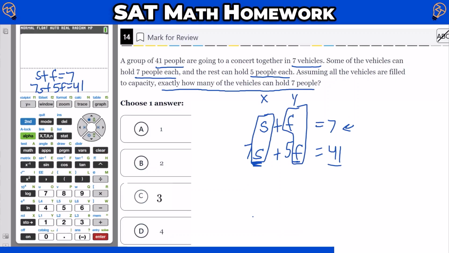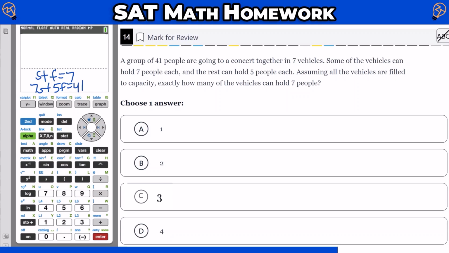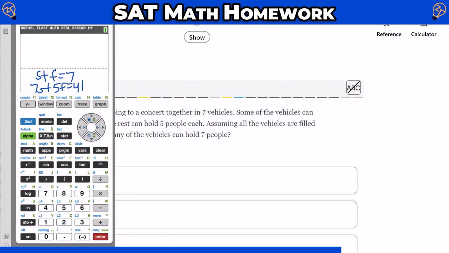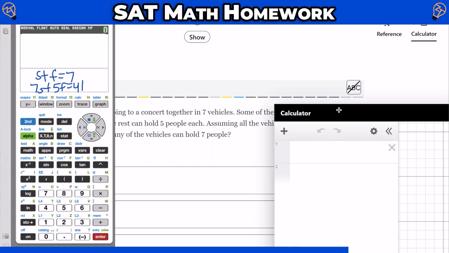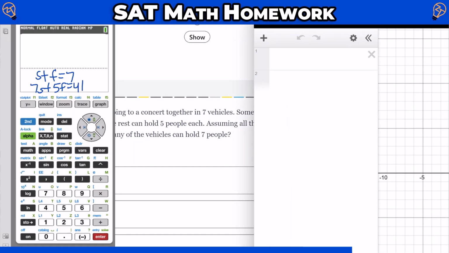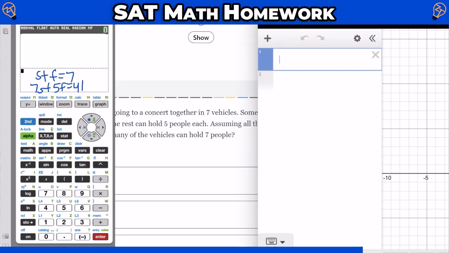Now the only thing here is when we're using Desmos, we're going to need to use X and Y. So let's go into Desmos, which is in the upper right corner, both on our software as well as the real digital SAT platform, Bluebook. And we'll go ahead and start typing these in.